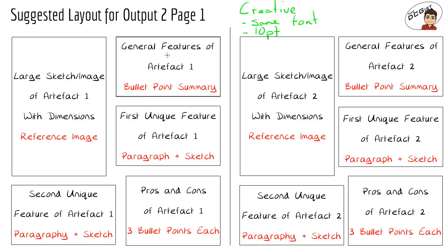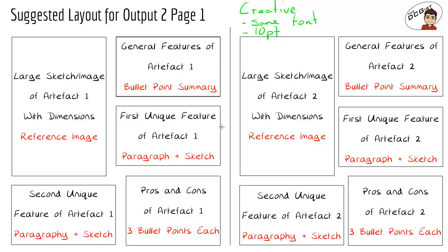Then you'll have a part where you have the general features of your artifact 1, and that'll be just a bullet point summary. So things like the year it was designed, what exactly it's used for, what group of people it is designed for, and just its general features. Does it have a laser pointer down in the bottom, or does it have a wheel, and how many buttons it has, things like that.